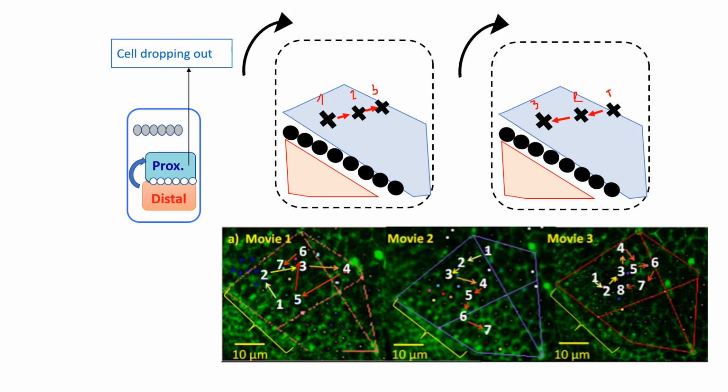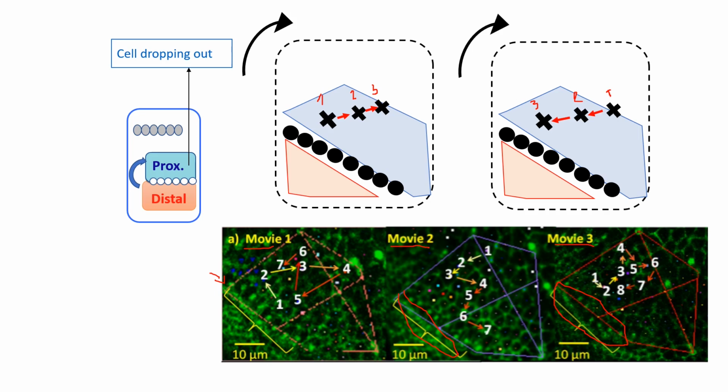As I said before, those processes are very heterogeneous. So here we compare movie number one, movie number two, and movie number three. And in these three cases, they are wild type. Here you can see the sex comb, here, and here. And the numbers represent the sequence of events of extrusion.